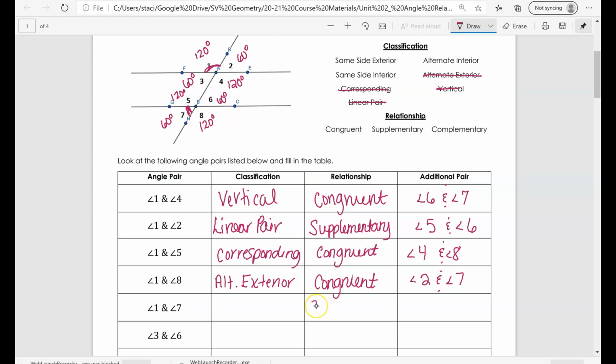120 and 60 degrees, those add to 180, so these are supplementary. If we look at where they're located in terms of the transversal line and the parallel lines, these are located on the same side of the transversal. But if I look at where they are in regard to the parallel lines, they're on the outside of the parallel lines. So these are called same side exterior angles. Another example of same side exterior angles would be angles 2 and angle 8.